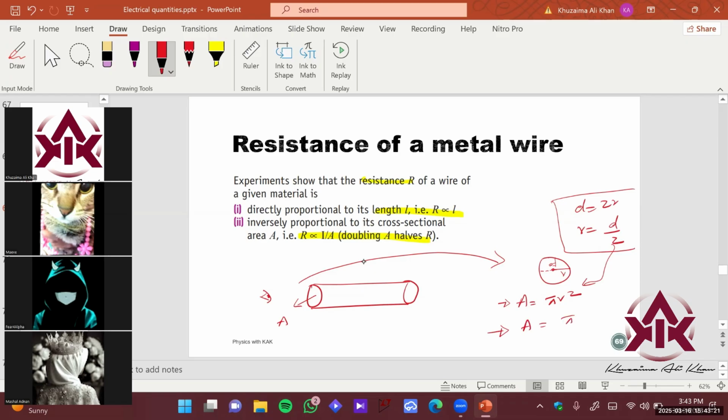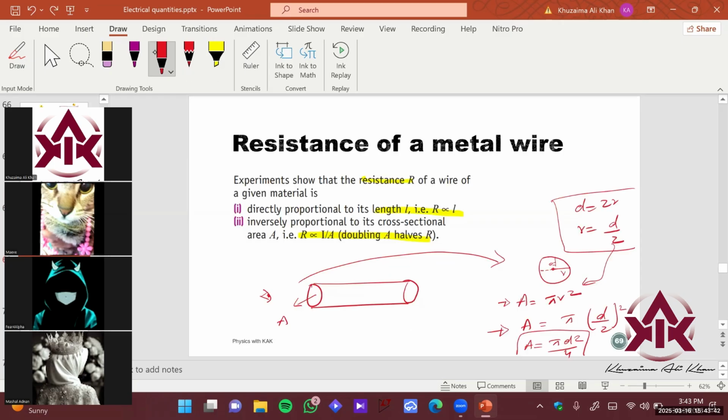This is going to be pi into d upon 2 whole square. So your area in terms of diameter of a circle is pi d square upon 4. You might have seen this in mathematics, right? Not so difficult. Okay. So now let me just tell you a relation here.